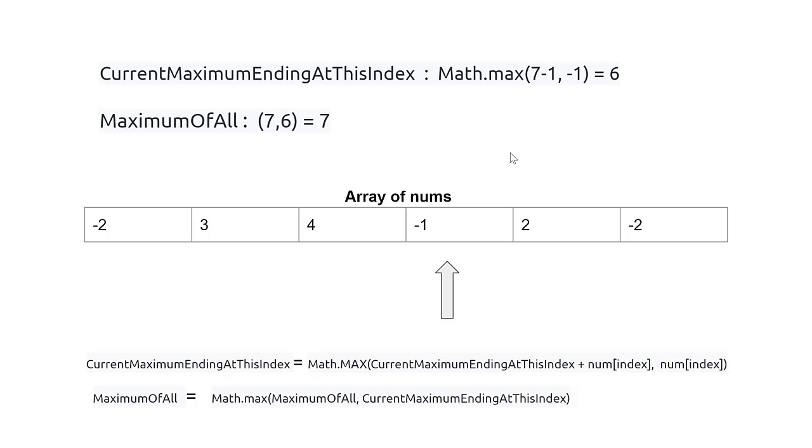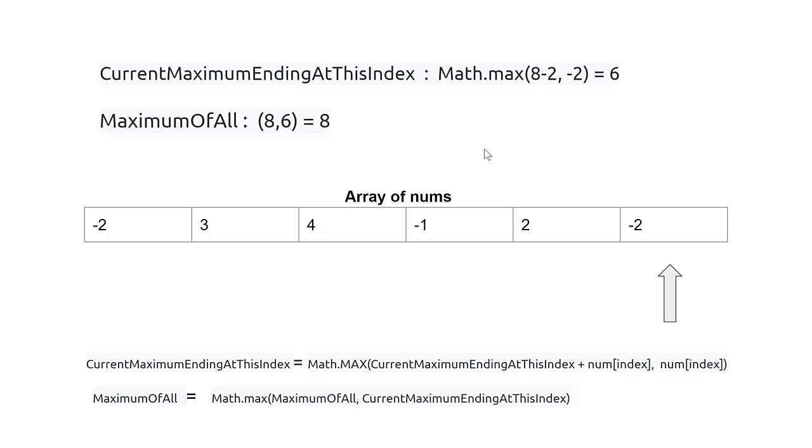Then on our fourth index, our current maximum ending at this index will be the maximum between the sum of 7 plus -1 or -1, which will be 7 minus 1, which is 6. And our maximum of all will be the maximum between 7 or 6, which will be 7. And then on our fifth index, our current maximum ending at this index will be the maximum between the sum of 6 plus 2 or 2, which will be 6 plus 2, which is 8. And the maximum of all will be the maximum between 7 and 8, which is 8.